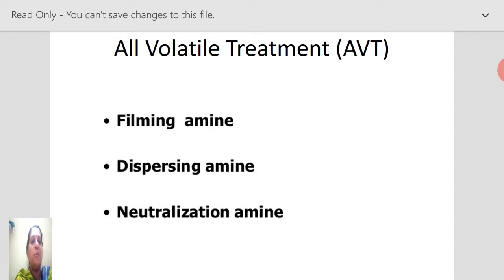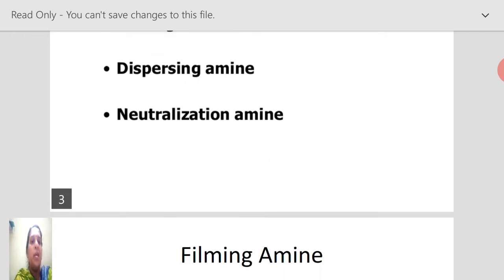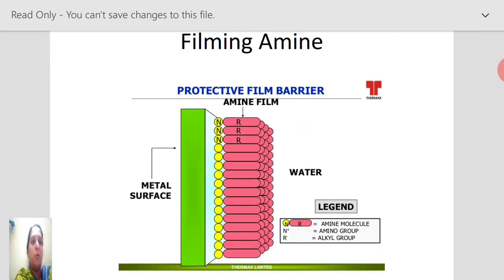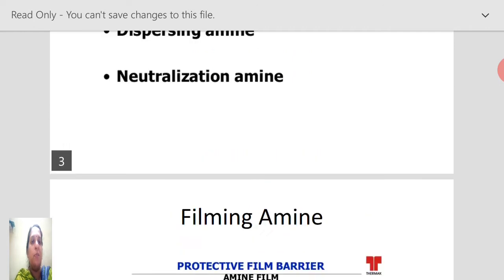So from the name itself you could say what this is. In the case of filming amine, the filming amine forms a protective barrier between the metal surface, that is your boiler surface, and the water, so that no particles or sludge or scale get stuck to your metal surface.